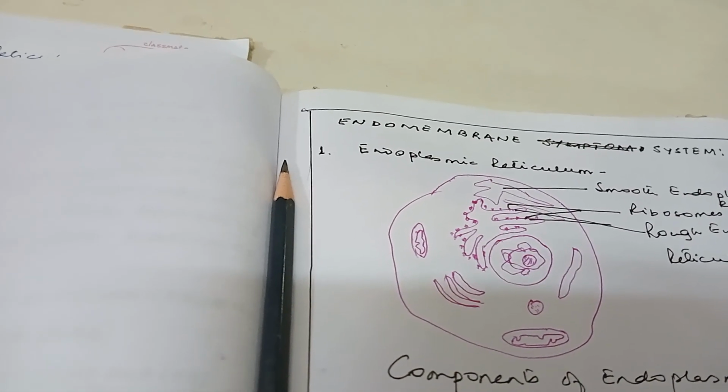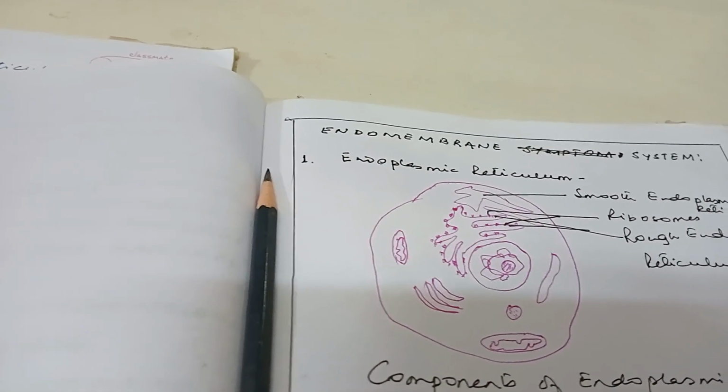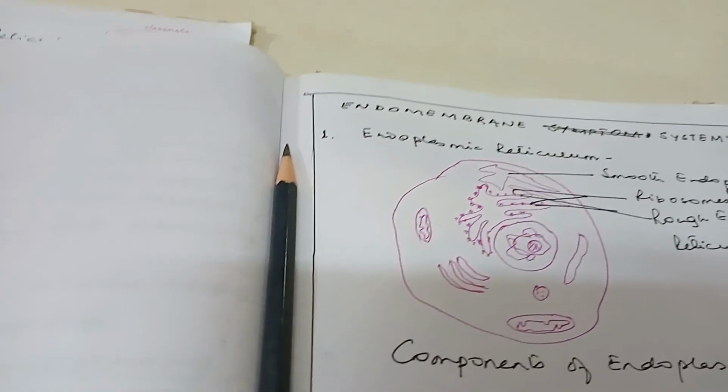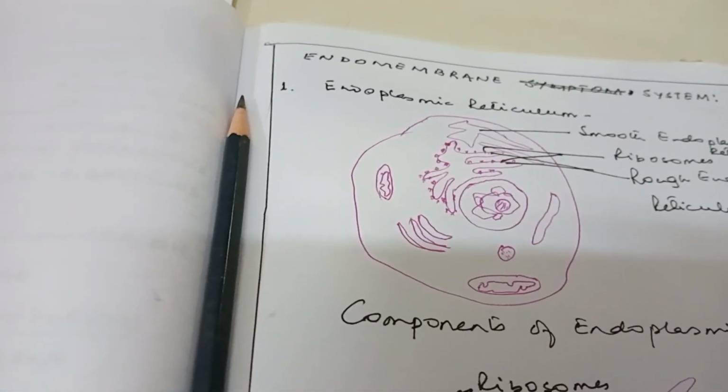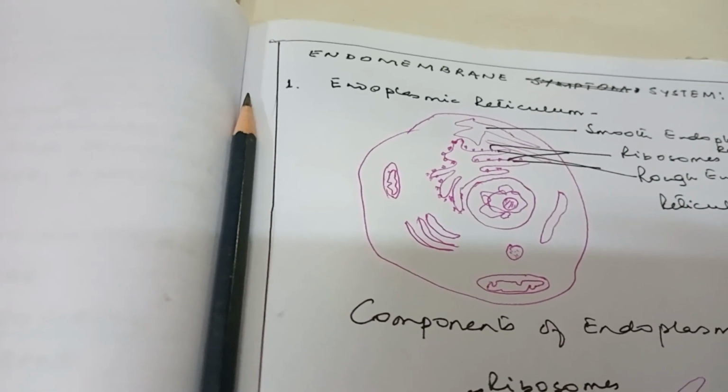We are in the class 11 syllabus. We are in the chapter Cell, the Unit of Life. Today I'll be discussing the endomembrane system. Now, what is the endomembrane system?